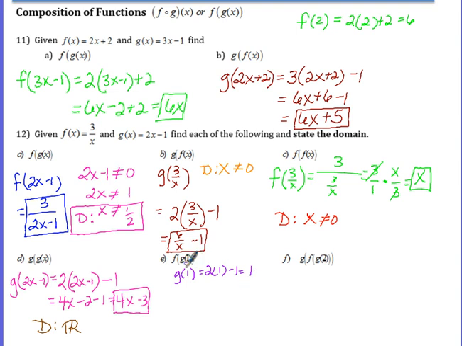So since g of 1 is 1, we will take that and input that into the f function, because we're taking f of this. So f of 1, we put 1 in for x here. 3 over 1. We input 1 as x into the f function. So the answer to this is 3. We don't really have much of a domain statement to say here.